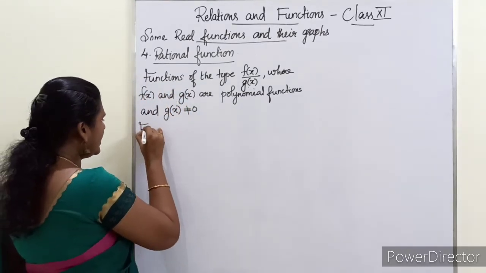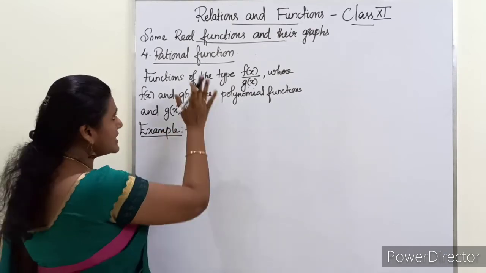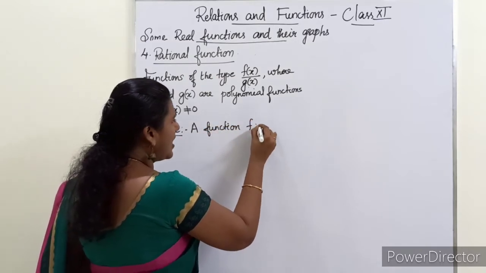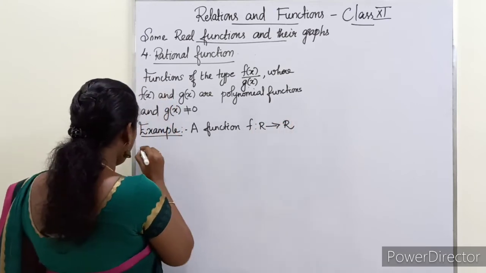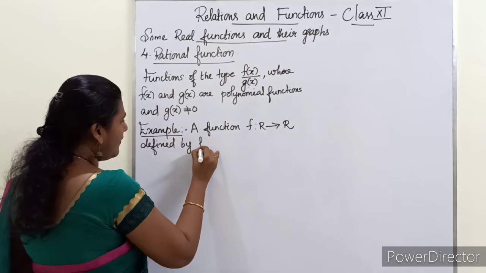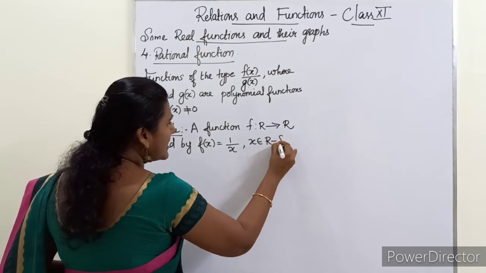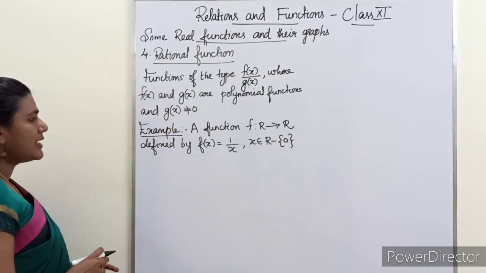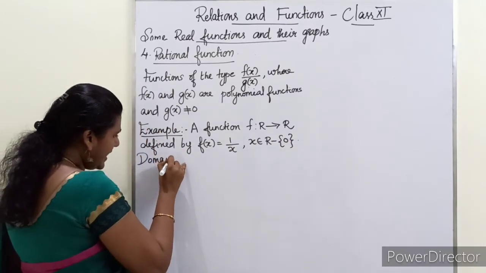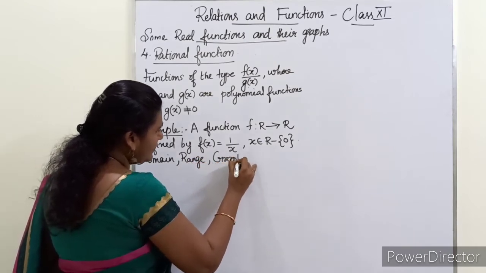Example question. This is an example of a rational function. A function f from R to R defined by f of x is equal to 1 by x, where x belongs to R minus the set {0}. So here this is the function. We have to find out the domain, range and the graph of this function. So we will discuss now.